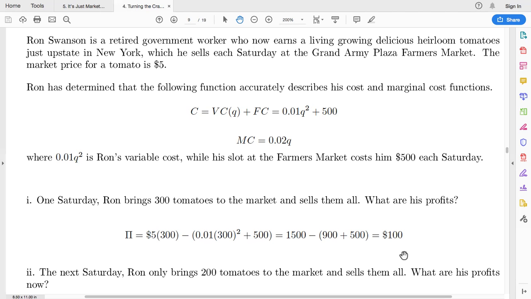So the next Saturday, he decides he's going to vary how many tomatoes he brings to the market, and then he's going to see what his profits are. So here he takes 200 tomatoes to the market and sells them all. Now, before I go forward, why don't you do the calculation here for profits, get a little practice in with how to calculate profits, pause the video, calculate profits, and then move on, and we'll see if you got it right.